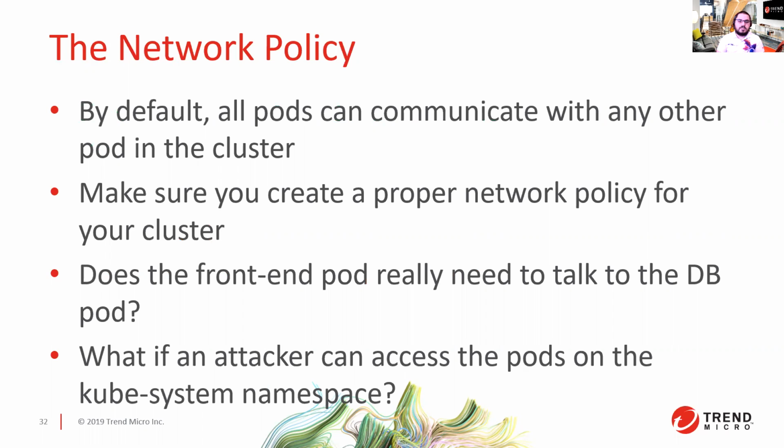And for network policy, also by default, all pods can communicate with any other pod in the cluster. So basically, that's a flat network. And if you have a network background, you know that's not a good thing. So make sure that you create a proper network policy for your cluster. Ask questions like, does the front end really need to talk to the database pod? What if an attacker can access the pods on the kube-system namespace, which is the main namespace for the Kubernetes cluster, where the control plane pods are usually running?